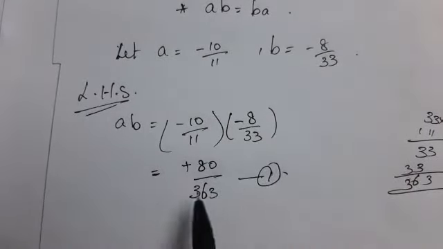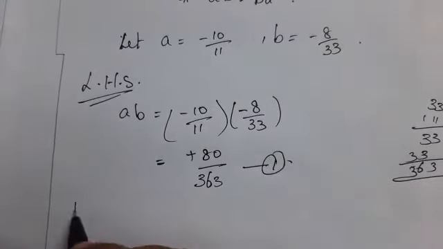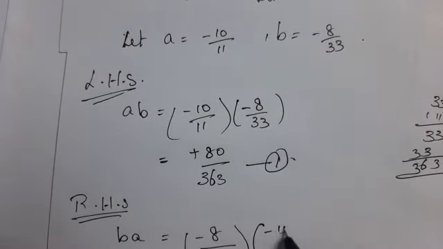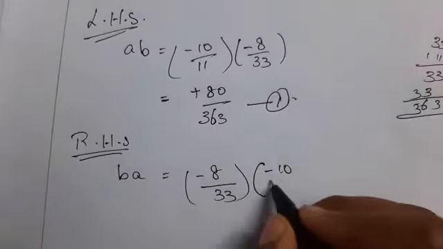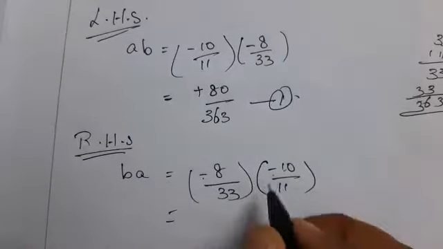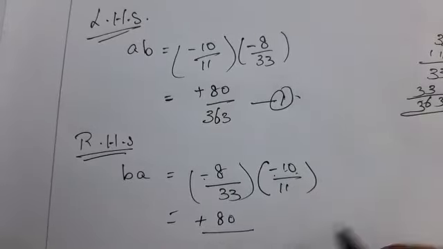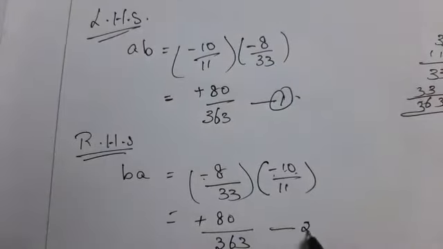Now find the right hand side. BA is equal to minus 8 by 33 into minus 10 by 11. Minus into minus plus, 8 tens are 80, divided by 33 into 11, 363. Take it as equation 2.